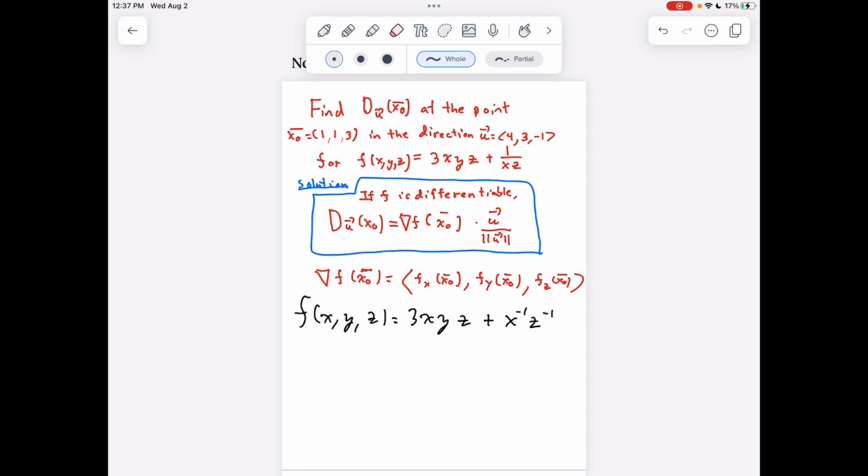But there are certain cases where your function is not differentiable. You would then try to use the definition of a directional derivative. But again, we won't touch on that because that's a whole other topic.